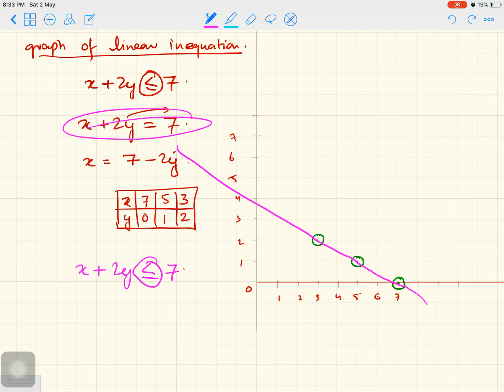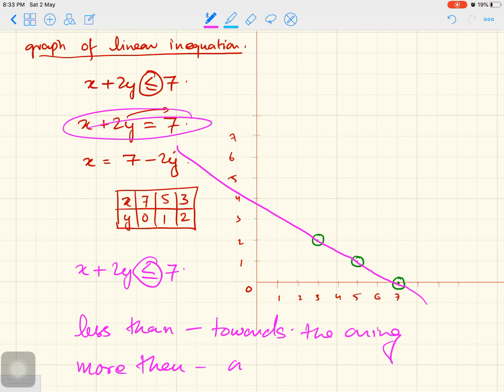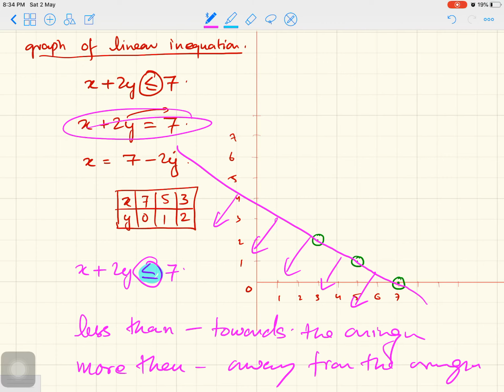To know that, we have to check this equals to sign. It's quite simple. For less than equals to, for less than, it will be towards the origin. For more than equals to sign, more than, it will be away from the origin. So what would be this line? This is less, so it should be towards the origin. So this line will be like this. This is the direction of the line. It will sweep the area towards the origin. So is that clear till here?